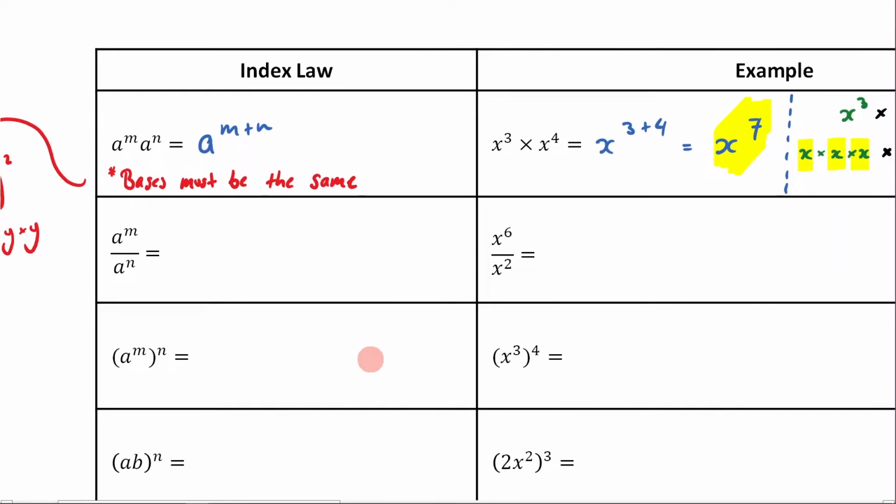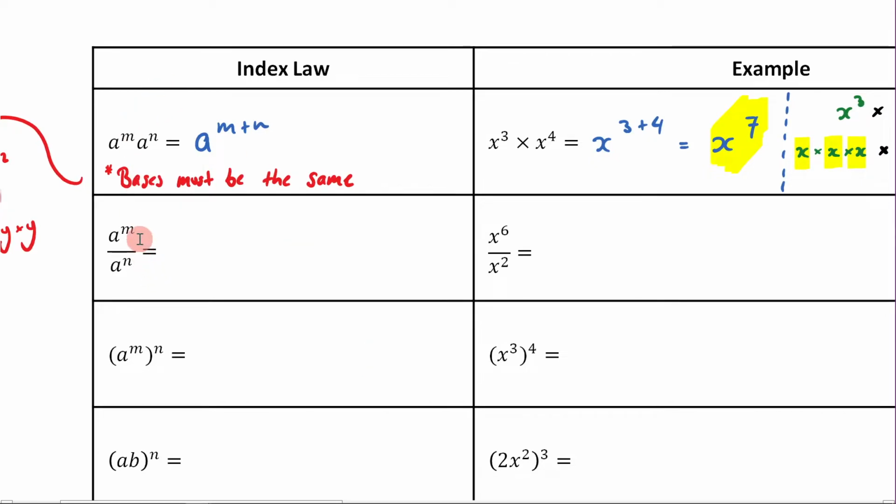Okay, we come to the next one now. This is when we're dividing two things. Again, for this one, the bases have to be the same, so I'll write that initially: bases must be the same. Let's go through this one. What the law tells us is that it's going to be m minus n. So when you're dividing things with the same base, you subtract the indices. So if we come over here, we would ask, what is x to the 6 minus 2? And that's going to be what?